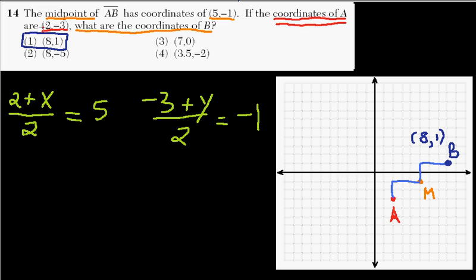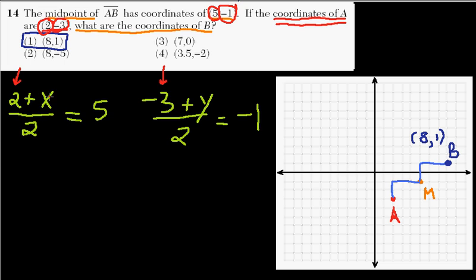The 2 comes from right here on point A. So this is the 2 from point A, and that's, of course, the x-coordinate. The -3 comes again from point A, right there. And then the x and the y, that's the coordinate of point B. These are the coordinates that we're looking for, x and y of point B. And then the 5 comes from right here. That's the x-coordinate of the midpoint, and then the -1 is the y-coordinate of the midpoint.